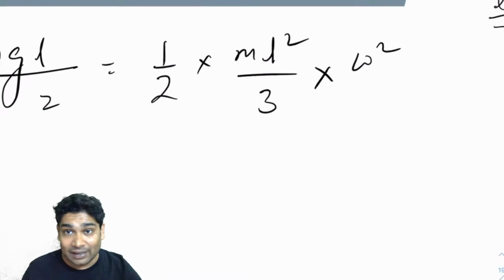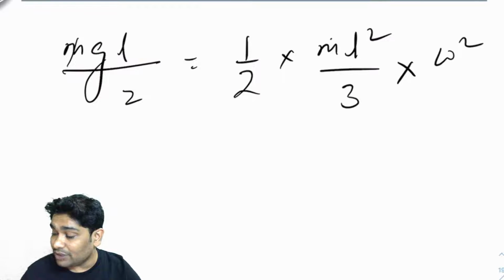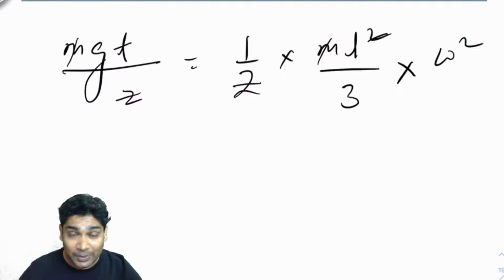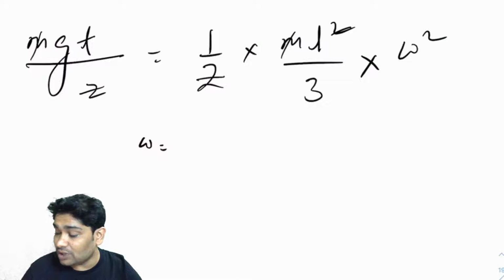Alright, so then I can apply this. So the moment I apply this, I will get my mg cancelled, 2 cancelled, L cancelled, and I am getting the speed I was supposed to calculate. So let's find the omega first. Omega comes out to be 3g over L root.